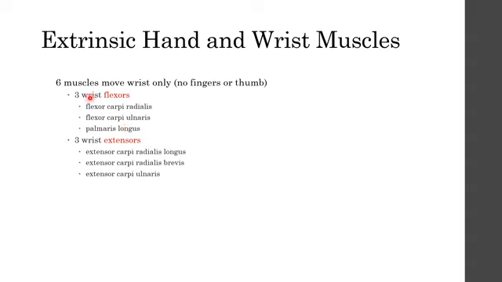Referring to our wrist flexors, you'll see the word flexor carpi, either radialis or ulnaris. And then again, we have our palmaris longus. And then as far as our wrist extensor action is concerned, we essentially have extensor carpi radialis muscle group and our extensor carpi ulnaris.